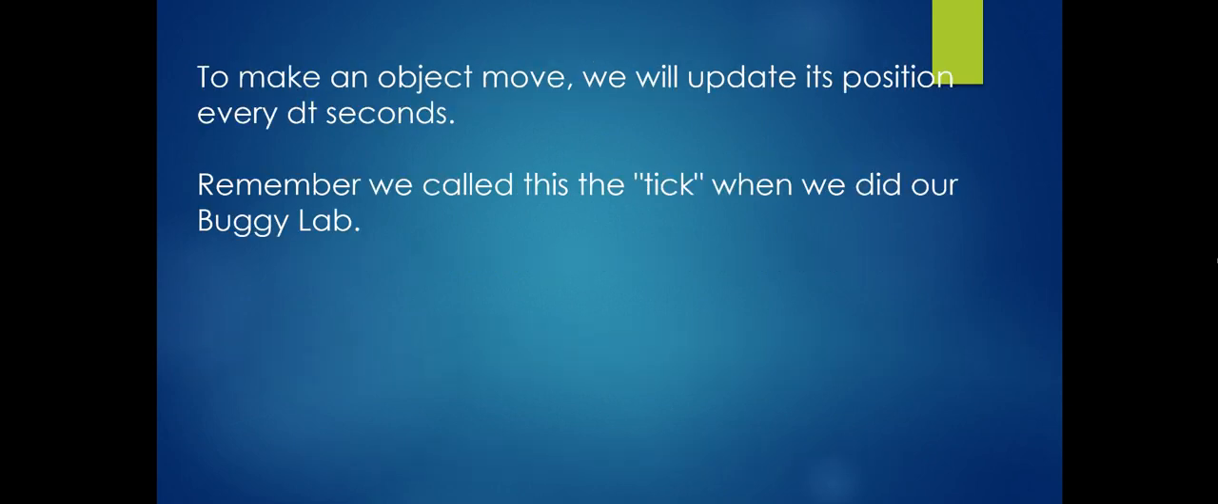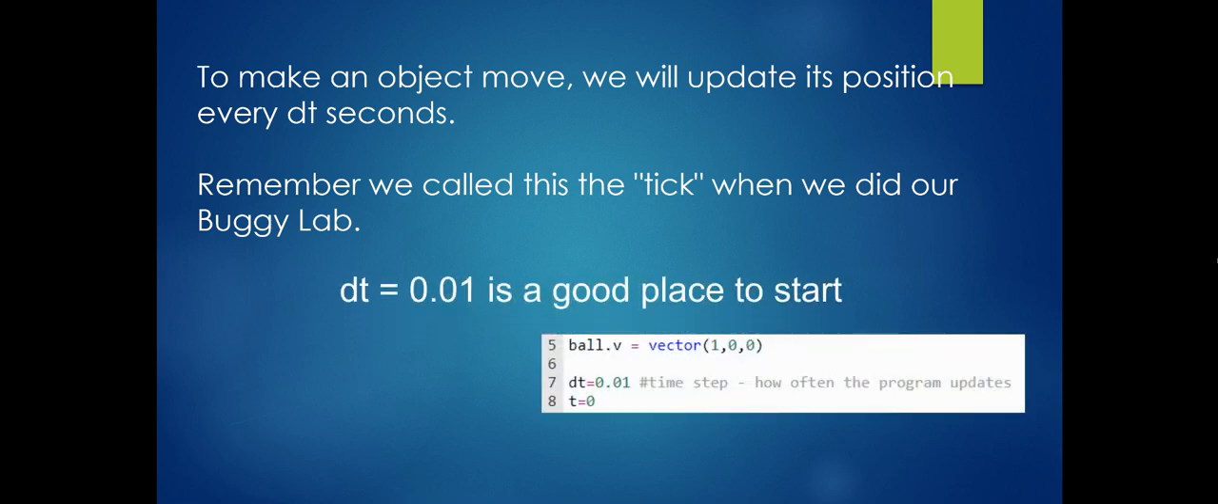Now to make an object move, we're going to update its position every dt seconds. We looked at that little triangle, that delta, the other day. Delta t means the change in time. Remember, we called this the tick when we did our buggy lab. So delta t in Python is just the time step, or how often the program updates. So dt = 0.01 is a good place to start. You can adjust this if you want to change how your ball moves. But for now, put it in at 0.01, and you can change it to see what happens once you get your program running.